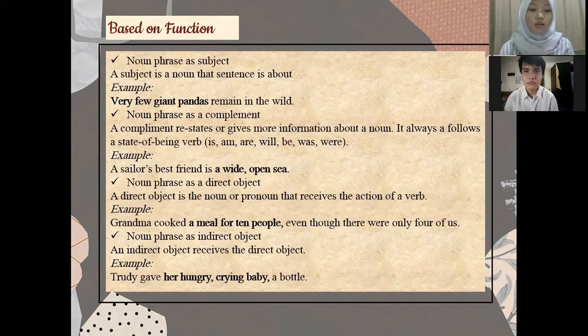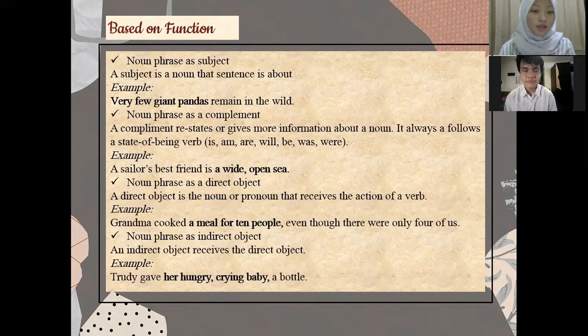And then there's noun phrase as a direct object. A direct object is a noun or pronoun that receives the action of a verb. For example: Grandma cooked a meal for 10 people, even though there were only four of us.